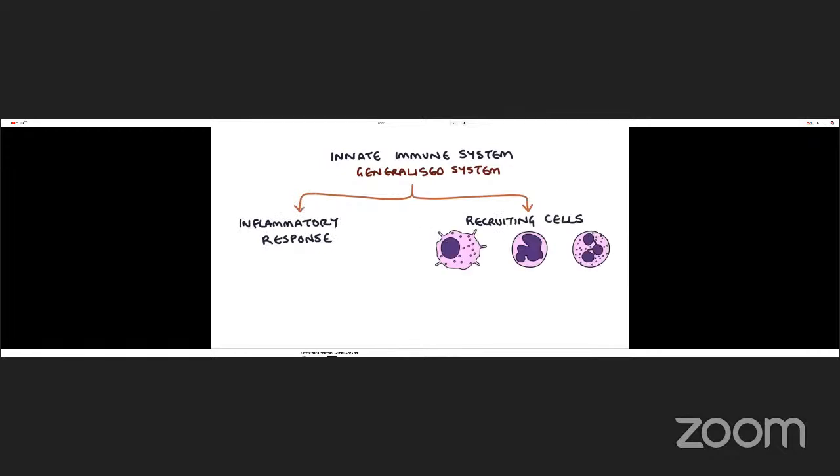So that summarizes the innate immune system, a generalized system that recognizes and responds to an invading pathogen by causing an inflammatory response and recruiting cells that destroy the pathogens by phagocytosis.